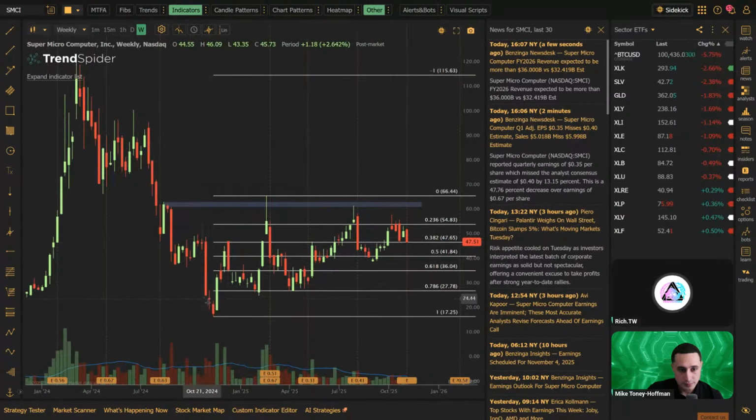I was following SMCI, but I didn't pull the trigger on it. I saw that Fibonacci hold, that 786. That's a great example of a 786 hold.